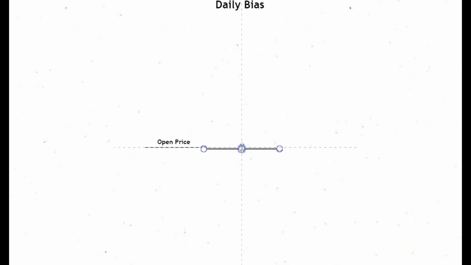The easiest way to understand the daily bias is to focus on the opening price. If price wants to go lower, price will go higher first to manipulate. If price wants to go higher, price is likely to go lower first to manipulate.